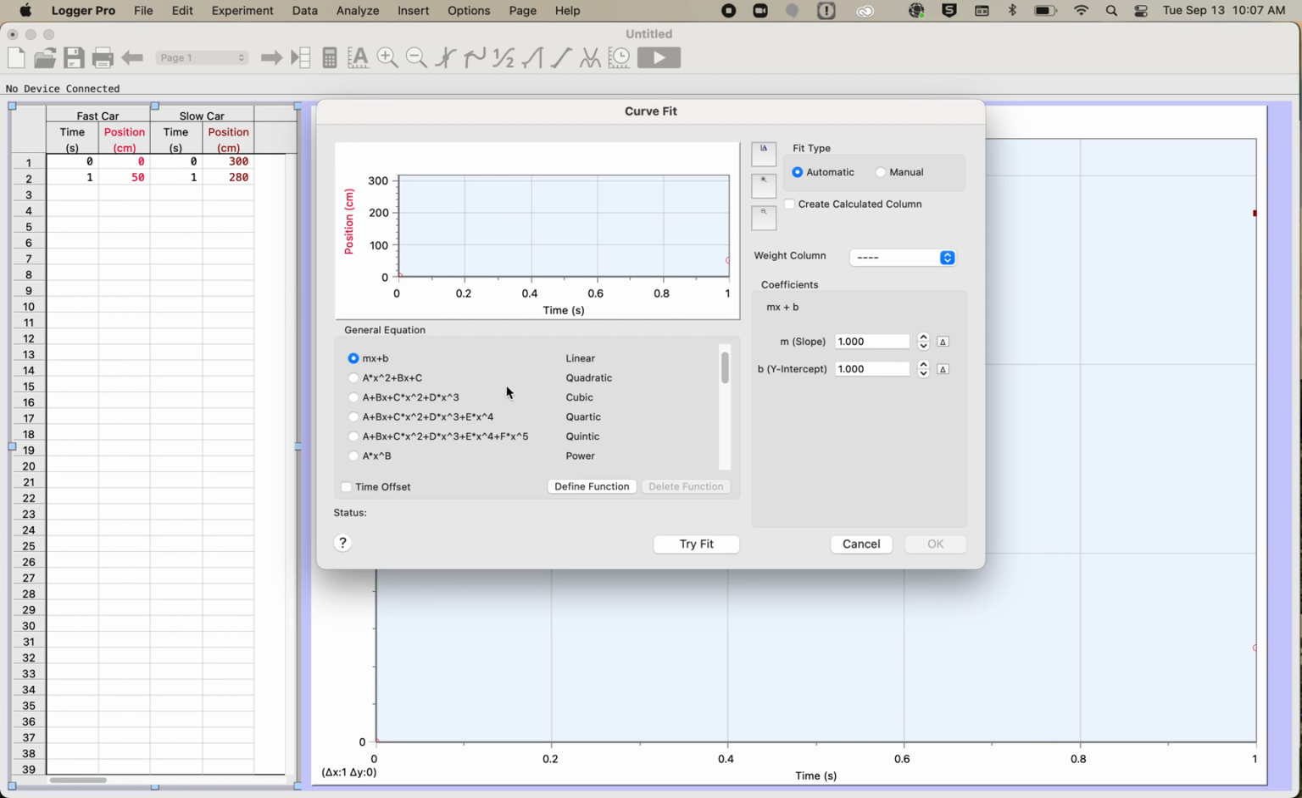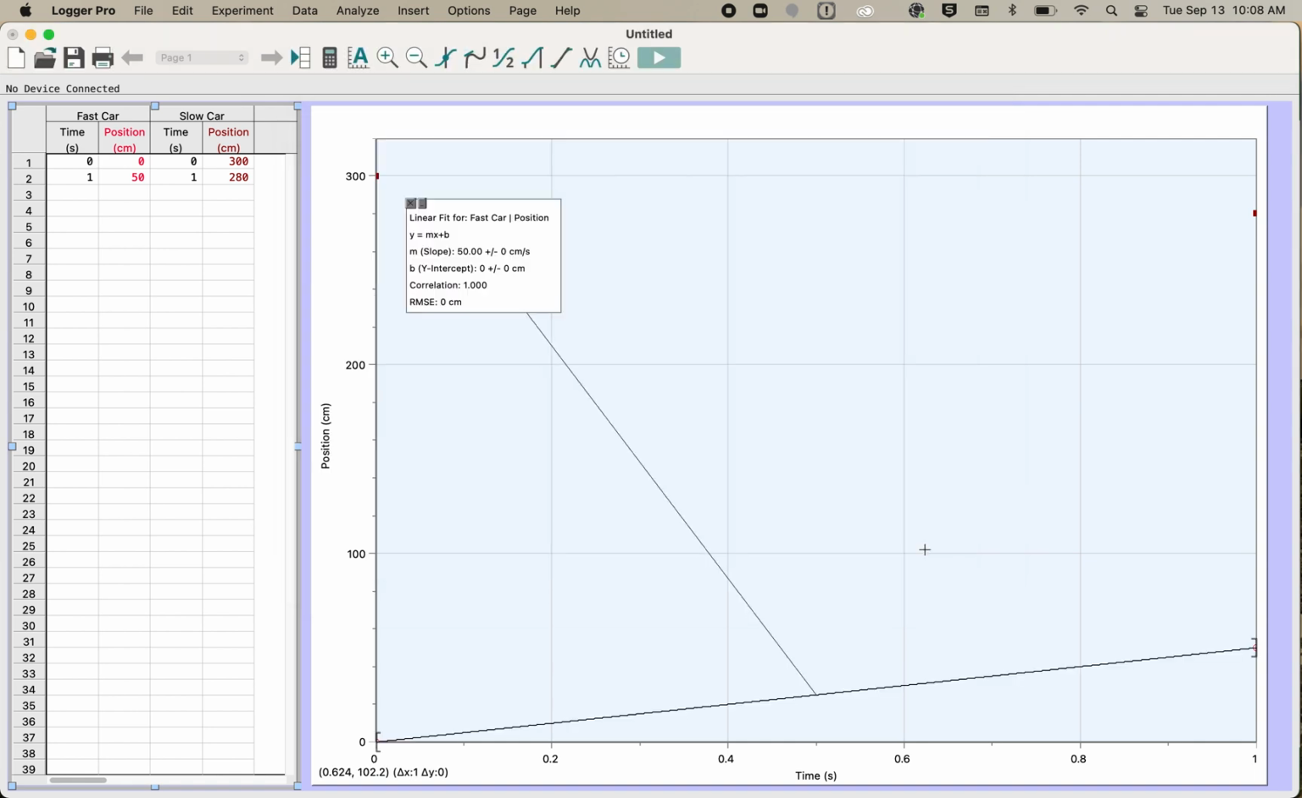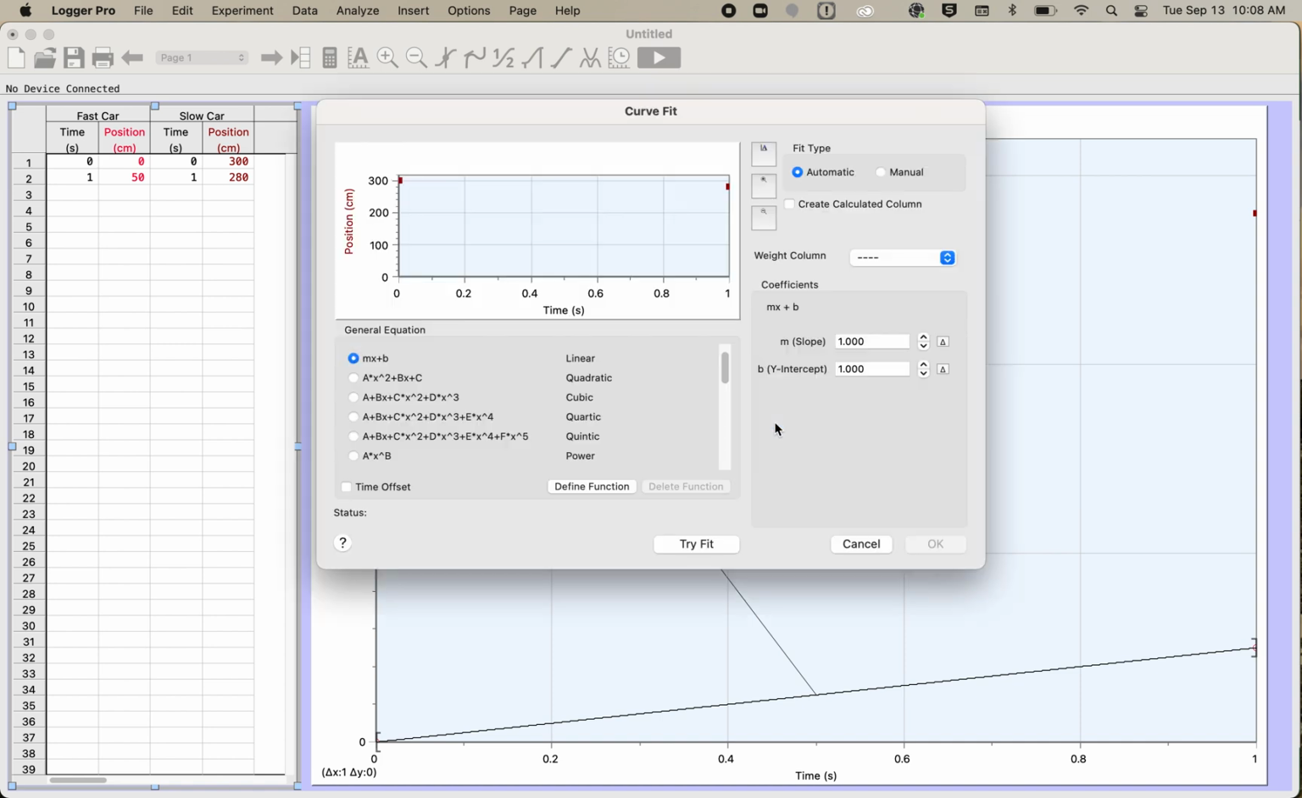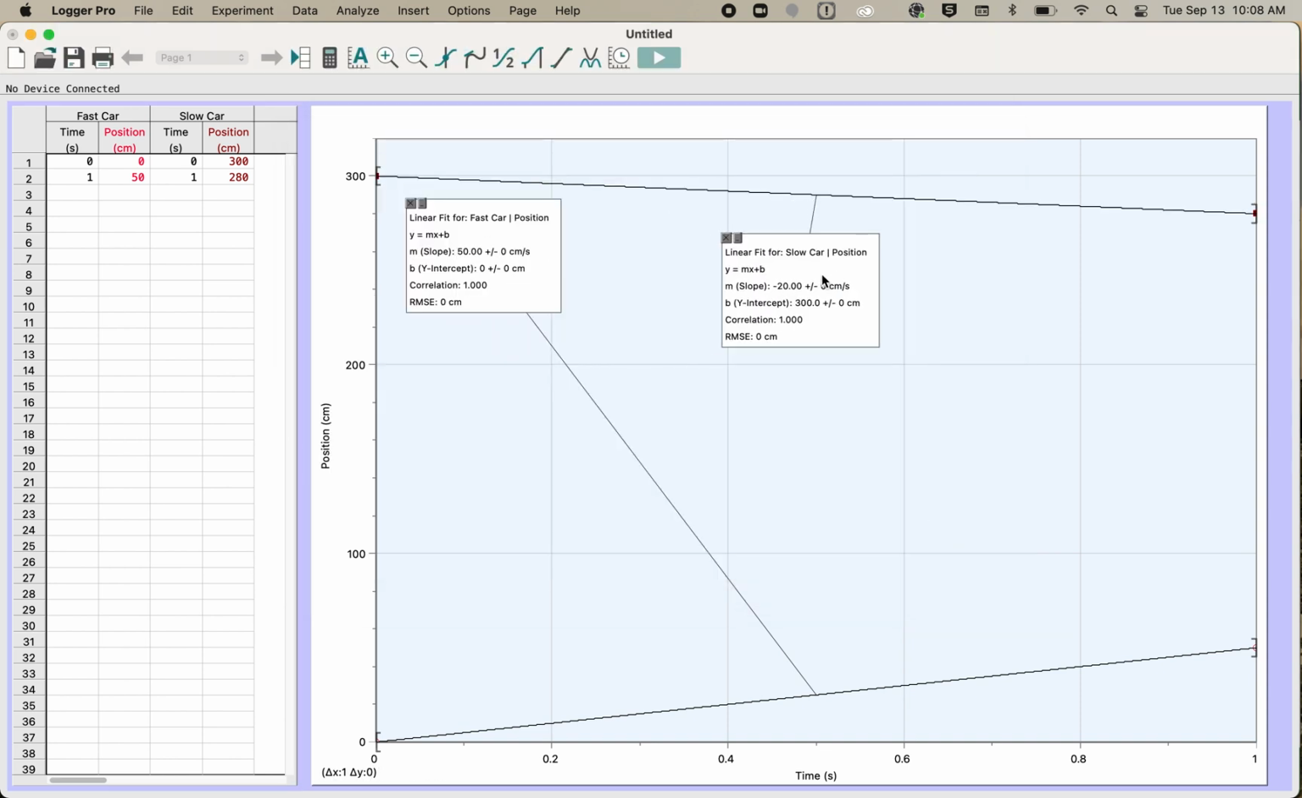Now all I need to do, using my curve fit tool, is add a line of best fit for the fast car. We'll use linear because we're just trying to represent it with a straight line with a slope of 50 in this case, as you can see here. Then I can do the same by clicking on curve fit and going to the slow car. But the slow car needs to have a slope of negative 20. So I do try fit, I can double check, negative 20, we're good. I'll slide these out of the way.